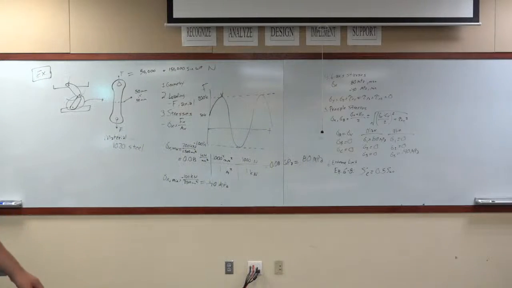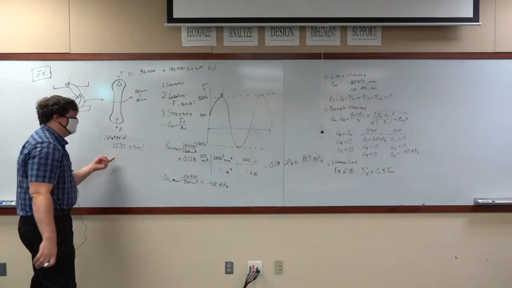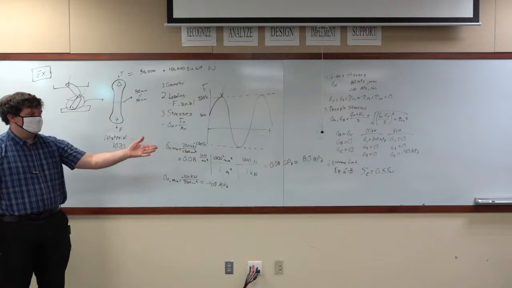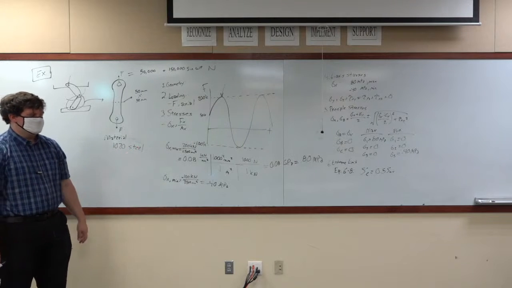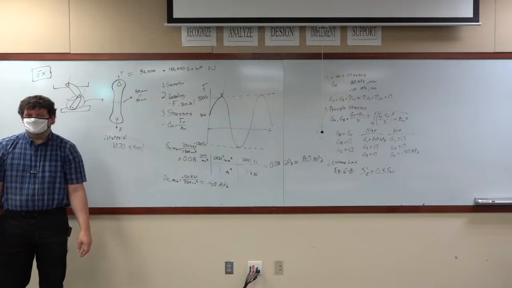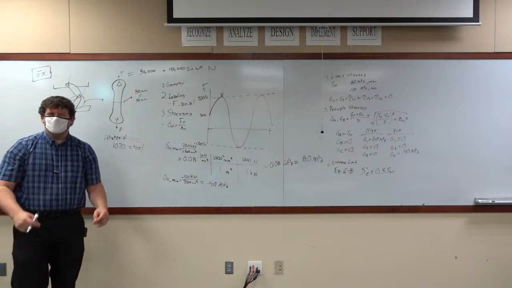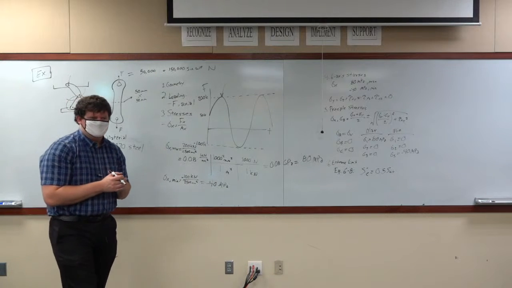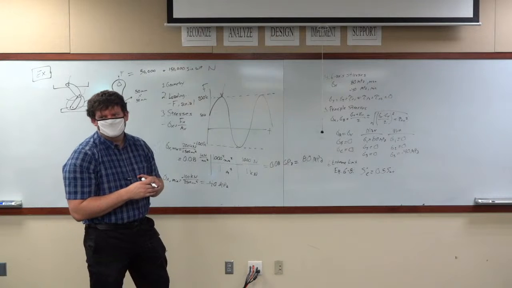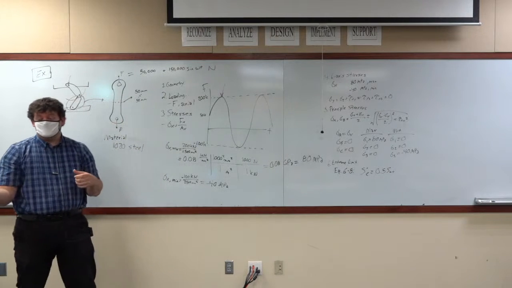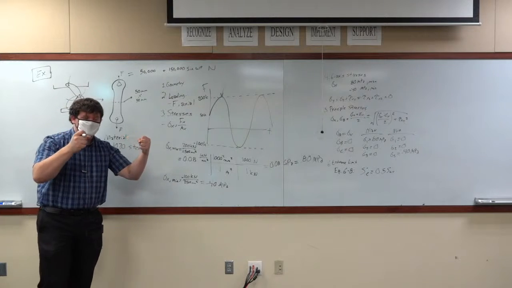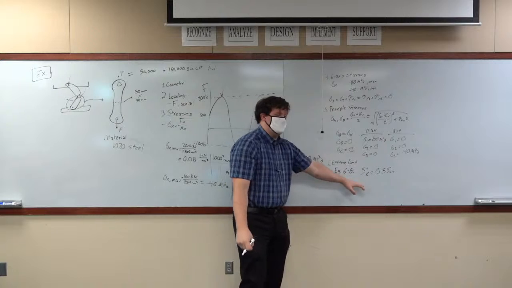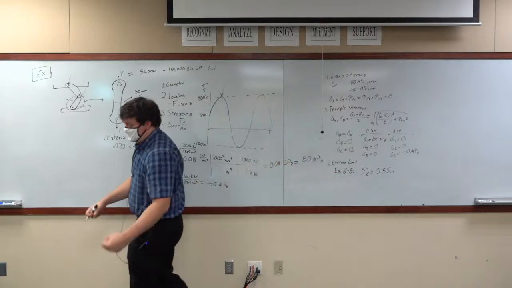Well, I gave you the material choice. We're using 1020 steel. We're going to have to go look up, well, first of all, what is SUT? It's the ultimate tensile strength. What does that mean? It's the ultimate tensile stress that it can handle before it fractures. It is the maximum stress that it can take before fracture, okay?